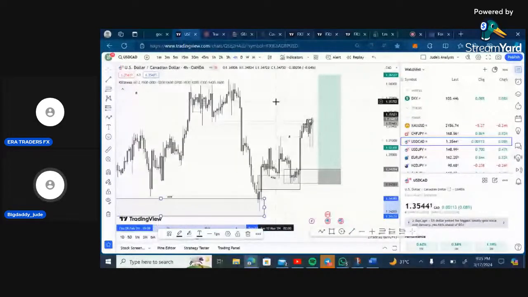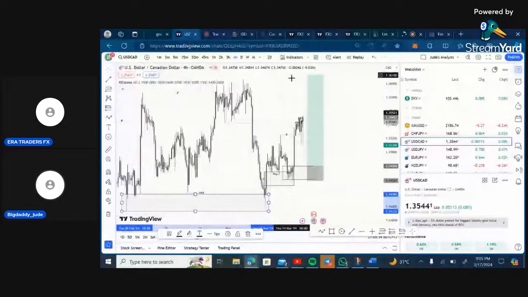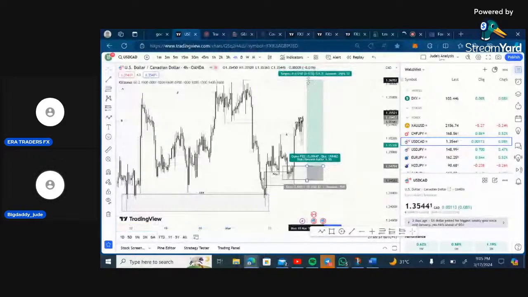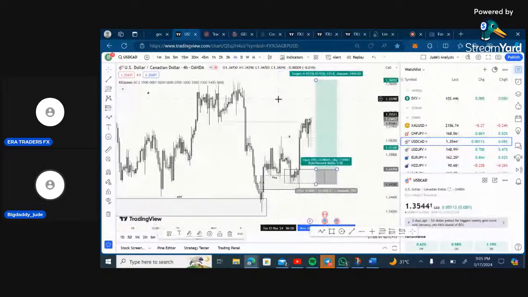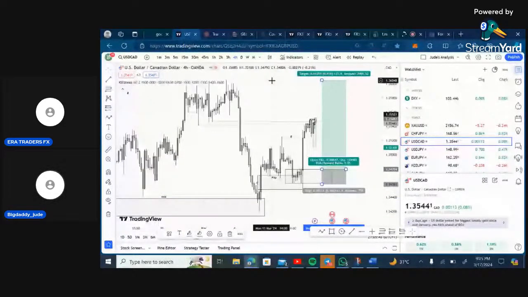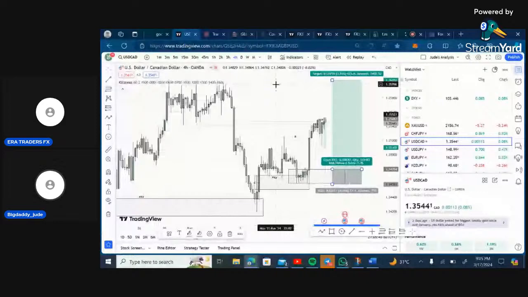And what will be your target? A previous high. Why? Because liquidity rests above previous high. Your buy stops rest above previous high. Liquidity is resting there. People's SL are resting there, right? People that sold here, their stop losses are resting at previous highs.